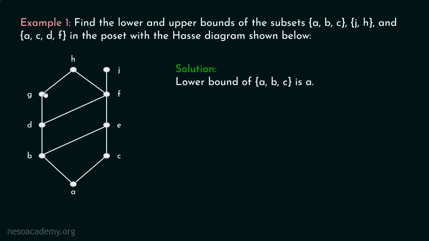But let me tell you, G cannot be the upper bound of A, B, C because B is related to G. There is a path from B to G. A is related to G. There is no doubt about this, but there is no path from C to G, which is going upwards. We can only go upwards, right?